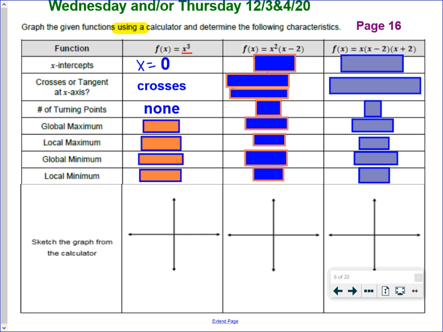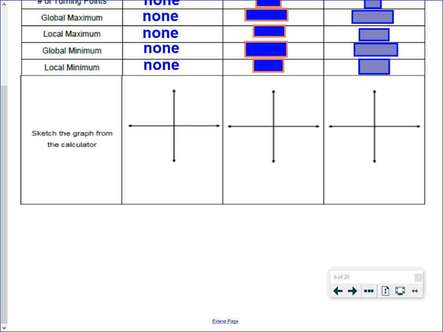And since we have no turning points, it's impossible for us to have any global maximums, local maximums, global minimums, or local minimums, since all four of those have to be turning points themselves. If we don't have any turning points, we can't have any of those. And our graph is going to look something like this.